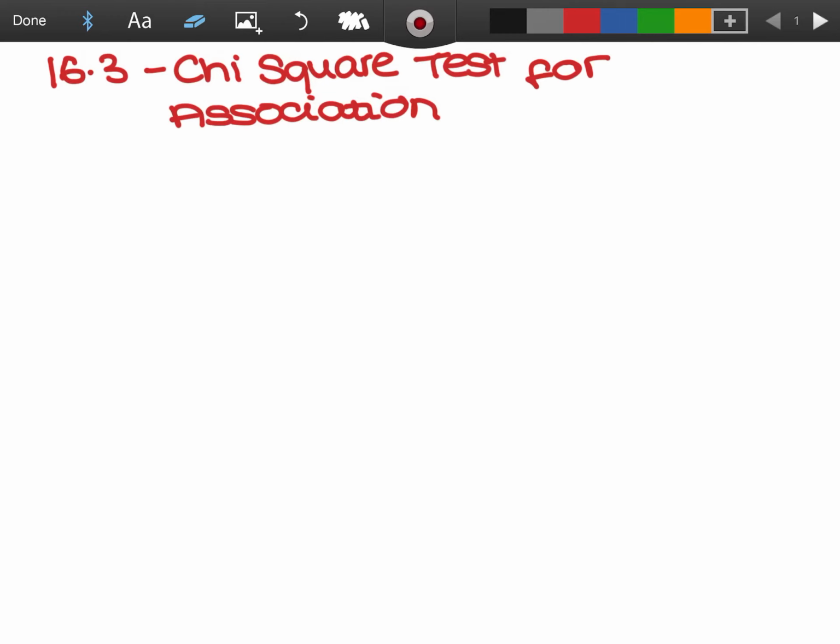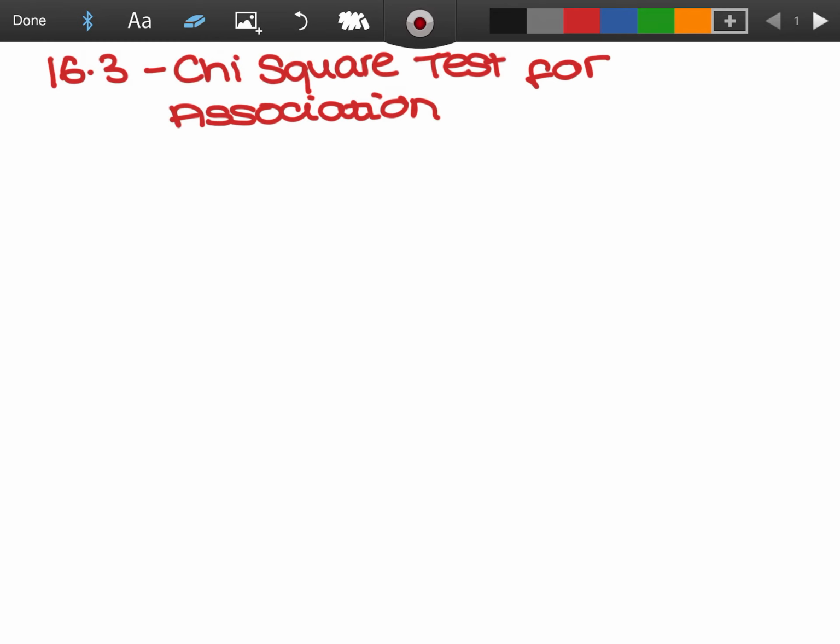So in today's video, we're going to look at the chi-square test for association. It's our last topic that we're going to look through. What this looks at is two different variables, and they're going to be two different qualitative variables.